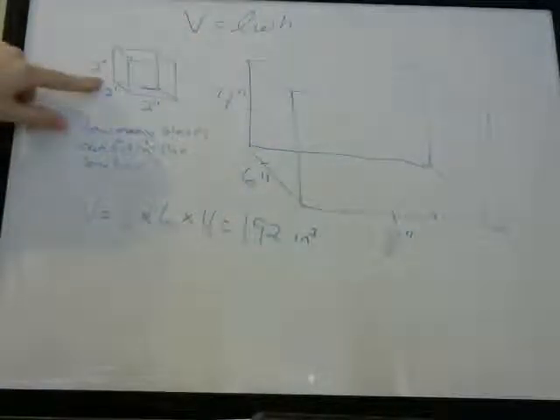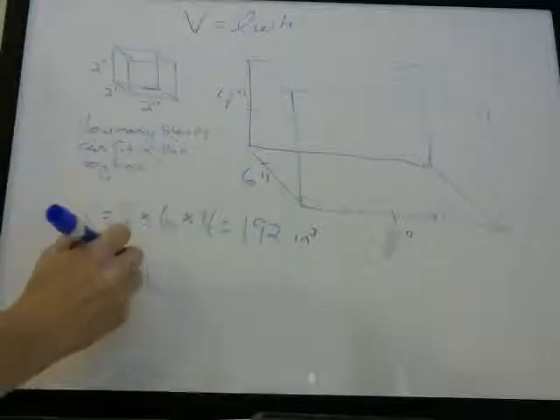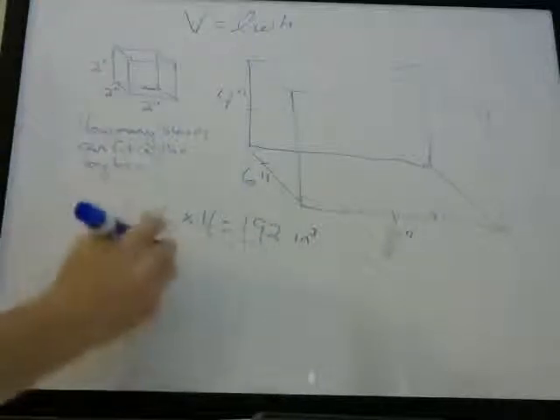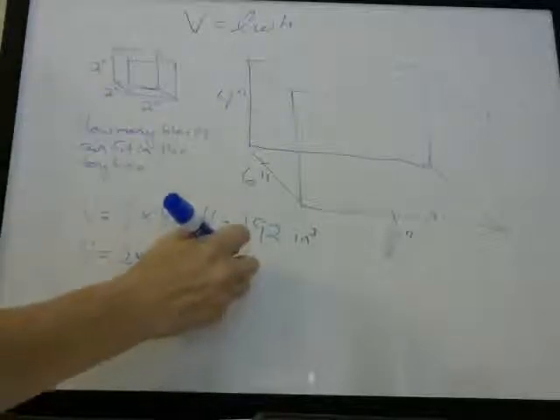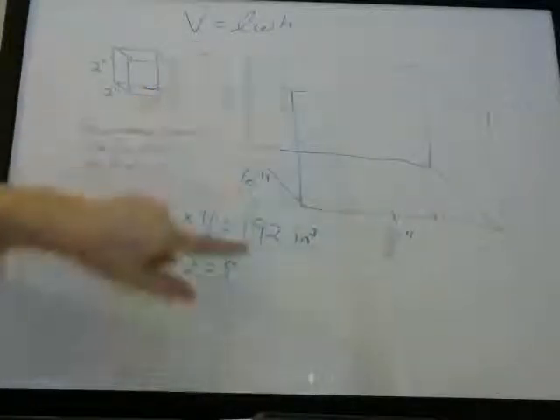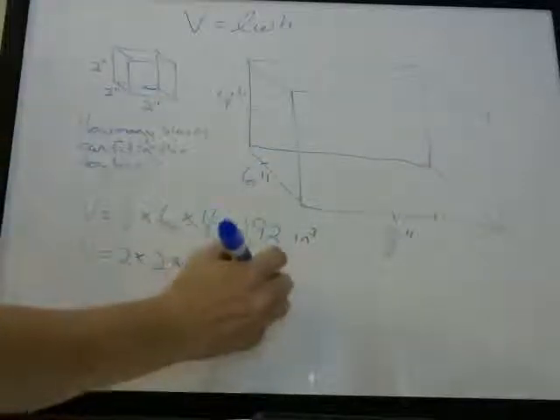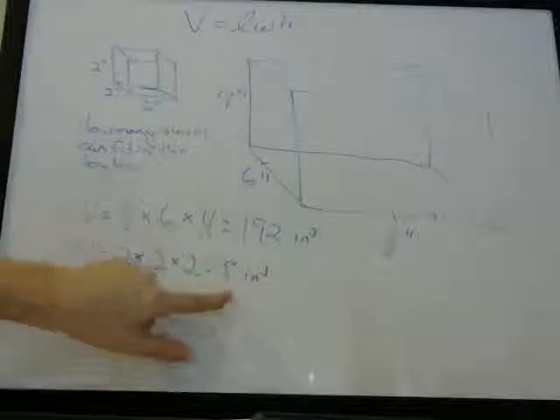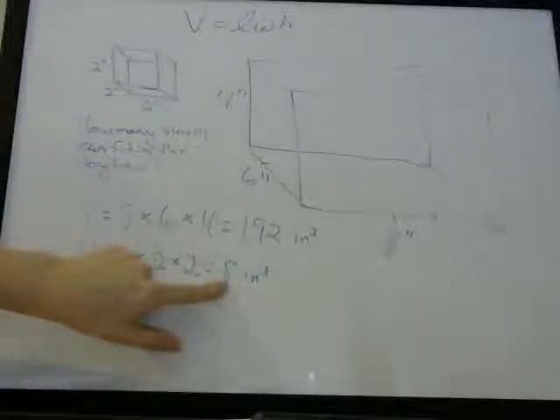What's the volume of one of the blocks? The volume of one of the blocks is length is 2, width is 2, height is 2, is 8. So the total volume of the toy box is 192 inches cubed. Don't get really caught up in this right now. The volume of one of the blocks is 8 inches cubed.